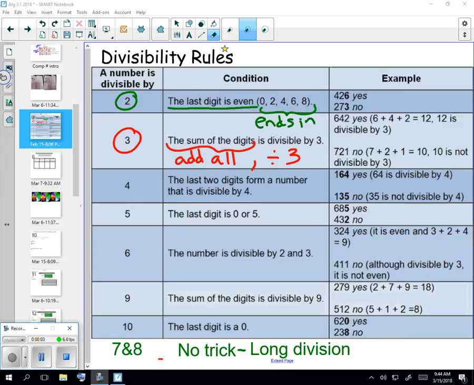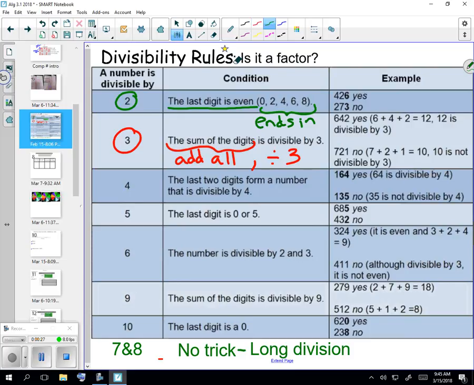Divisibility rules, or asking quickly, is it a factor of my number? The divisibility rules work for 2, 3, 4, 5, 6, 9, 10. 7 and 8 have no trick. You must use long division. This table is a great overview, and I recommend having the whole thing in your notes.